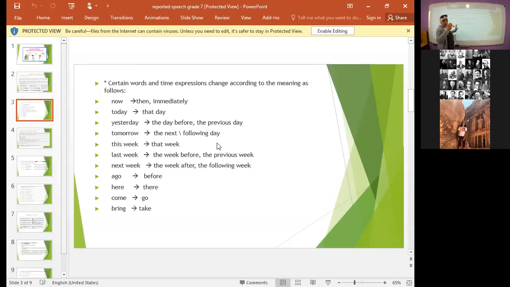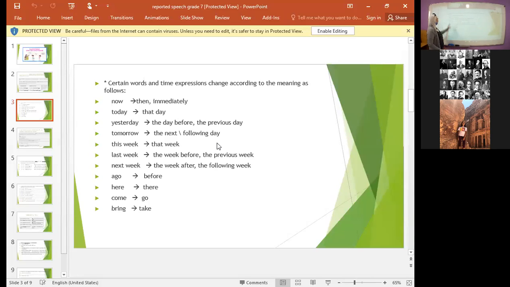We don't change the verb alone. We don't change the pronouns alone. If we have time expressions, we have to change them. Take this example. I need my pen. Tom said he needed his pen. If I said, I need my pen now, Tom said he needed his pen then. This is how we change the time expressions.